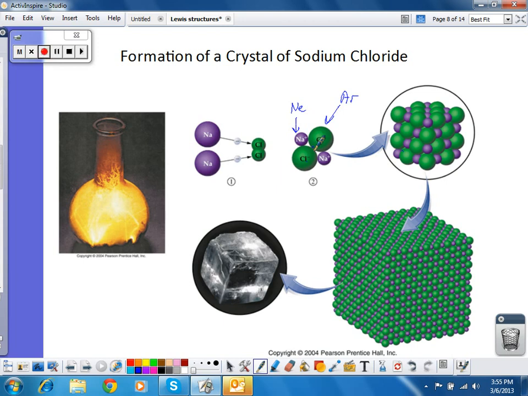Also, smaller ions have higher lattice energy than larger ions. So if I change chloride to iodide, the lattice energy is going to go down because an iodide ion is much bigger, so the charges are spread further apart.